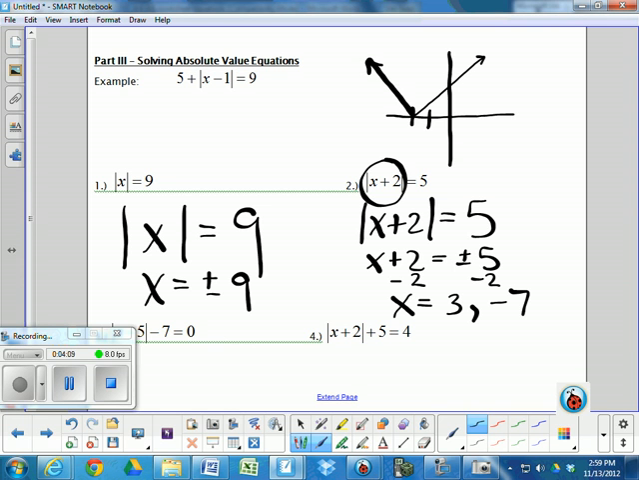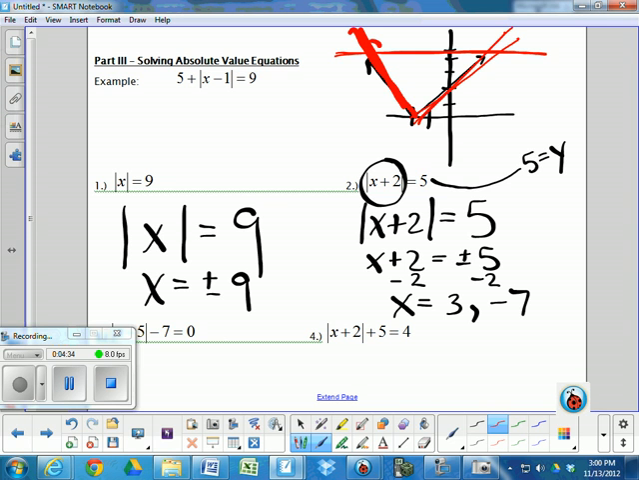What it's asking us is, when does it reach a y value of 5? So, if you go up to 5, 1, 2, 3, 4, 5, and do a horizontal line. Let's change colors, right? If I drew a horizontal line up there at 5, how many times would this v hit it? Twice. Once at negative 7, and once at 3. That's why we have 2 answers. Just like parabolas, the v will have 2 answers as well.